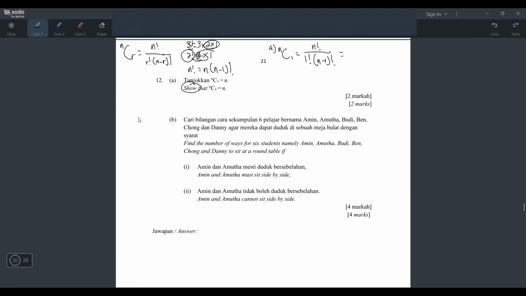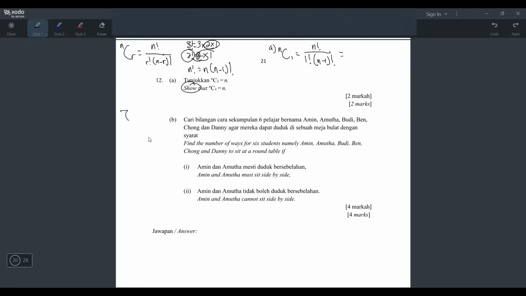So what about 7 factorial? It's actually 7 times 6 factorial, right? Because 6 factorial is 6 times 5 times 4 times 3 times 2 times 1. And we all can agree 7 factorial is 7 times all this. That is why, in the formula, we can say n factorial is n times (n minus 1) factorial.